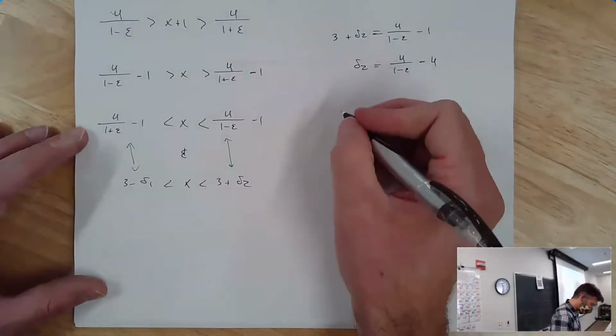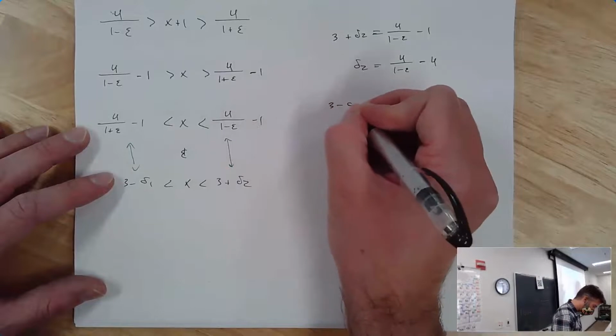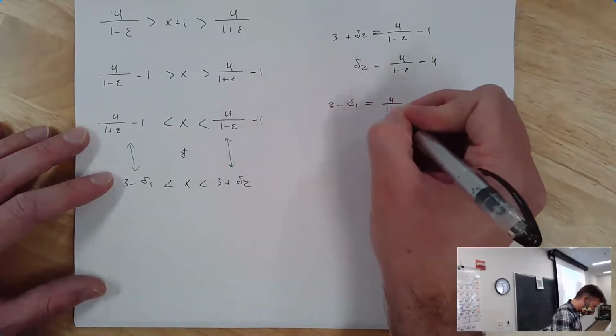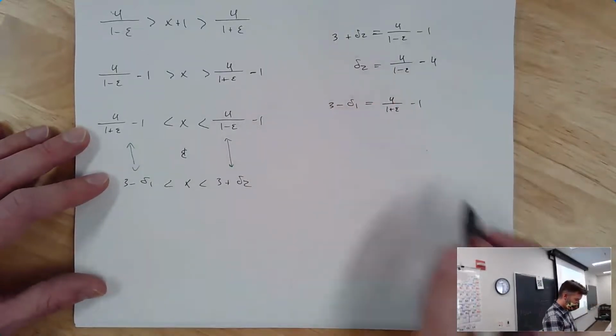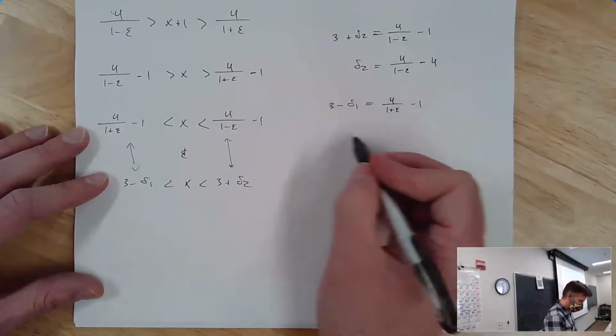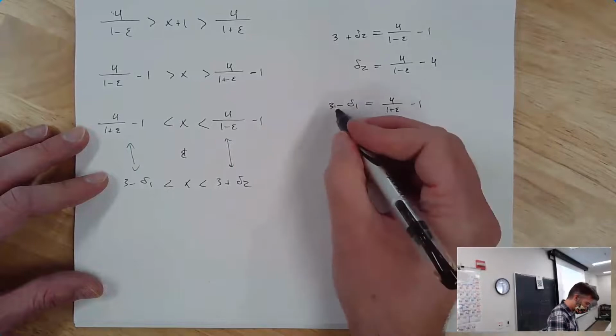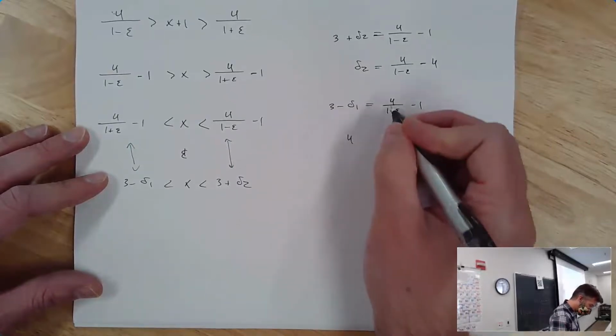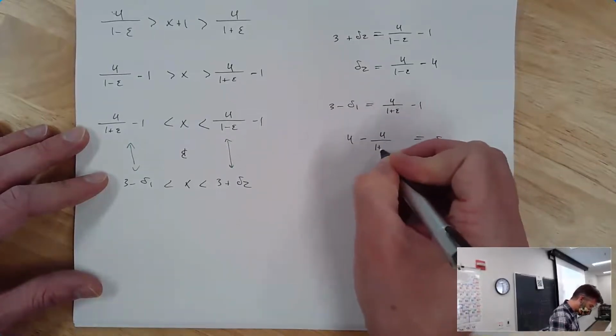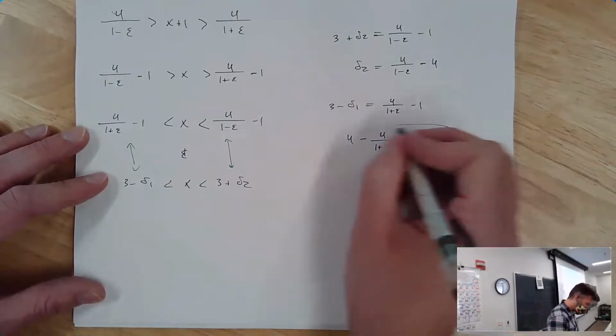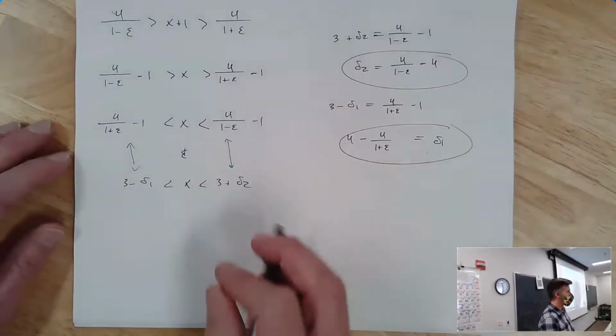Versus delta 1. 3 minus delta 1 equals 4 over 1 plus epsilon minus 1. Bring the delta 1 over there and the other stuff over there. So you get delta 1 equal to 3 plus 1, which is 4, minus 4 over 1 plus epsilon. So which of these is smaller?